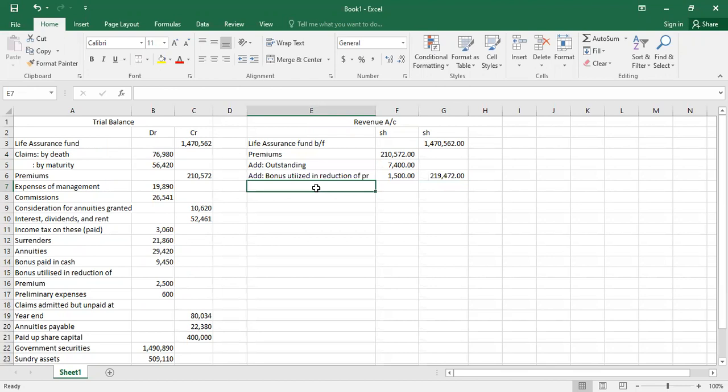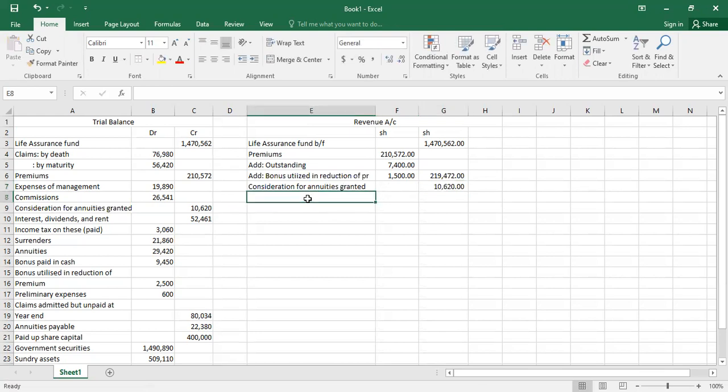From there, what do we add? We are in the format. You have the consideration for annuities granted. The figure is 10,620.